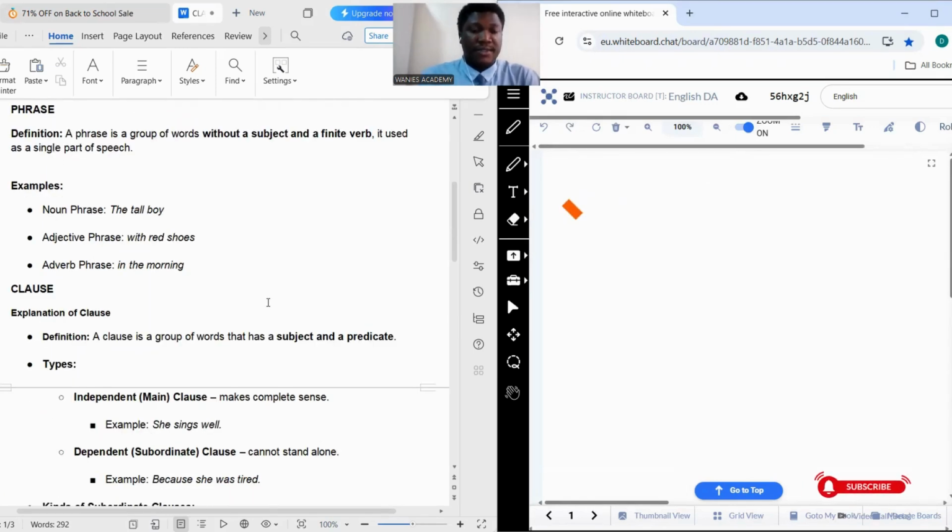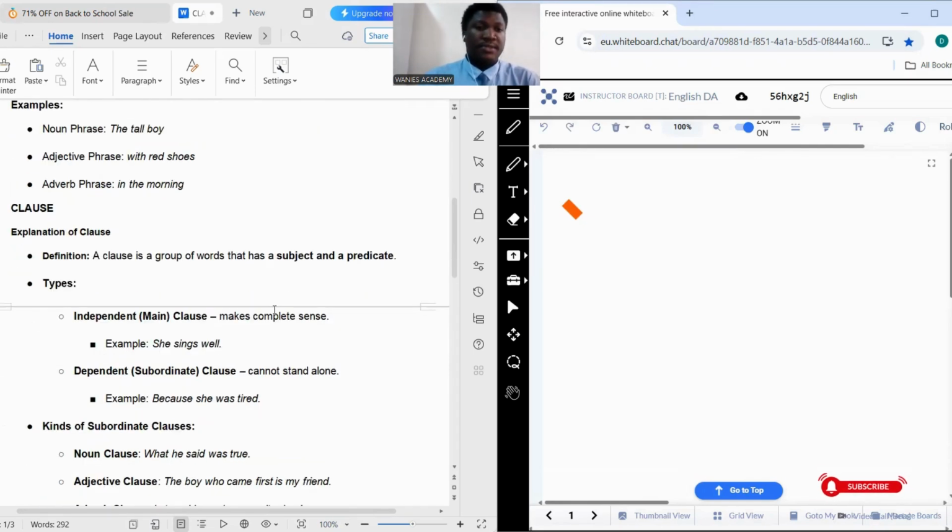We have a noun phrase, the tall boy. We have an adjectival phrase, with red shoes, red describing the shoes, which is the noun in the sentence, giving more information about it. And an adverbial phrase, in the morning. So let's jump into clauses now.